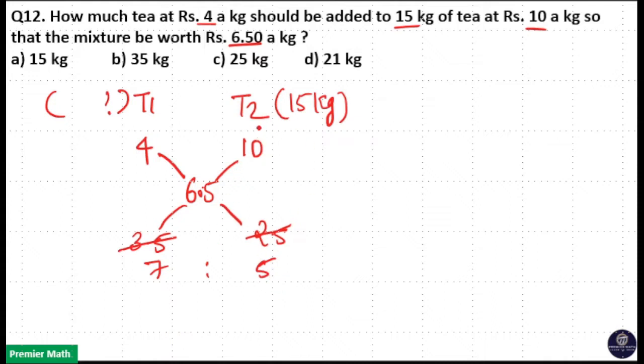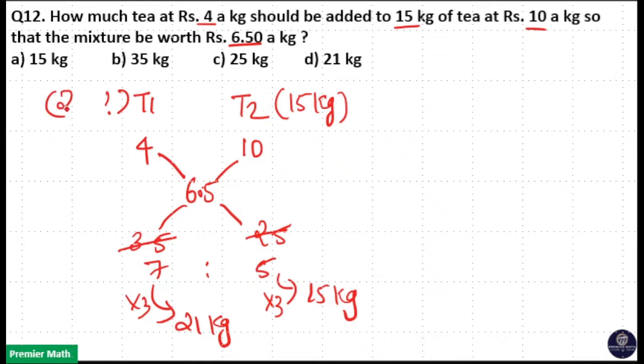That means here type 2 tea's total quantity is 15 kilogram. So 5 part is equal to 15 kilogram. That means 5 into 3 is 15 kilogram. The same way 7 into 3 is equal to 21 kilogram. So type 1 tea is equal to 21 kilogram. So your answer is option D.